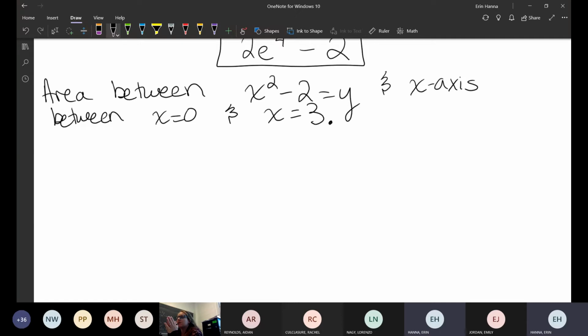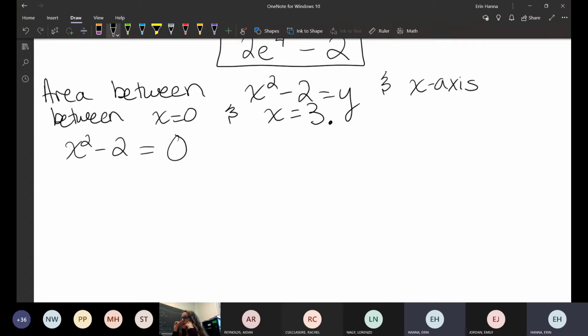So here we want the area between x squared minus 2 and the x-axis. So this is a version of question 34. That's kind of similar to the one we just did, but I'll do one with a decimal in a minute.